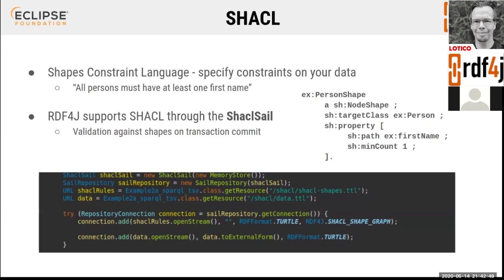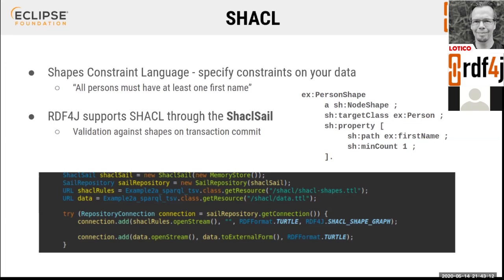Let's look at something maybe slightly more exciting. SHACL, the Shapes Constraint Language. It allows you to specify rules on what your data should look like, things like all persons must at least have one first name. And how RDF4J supports SHACL is through a component called the ShaclSail.